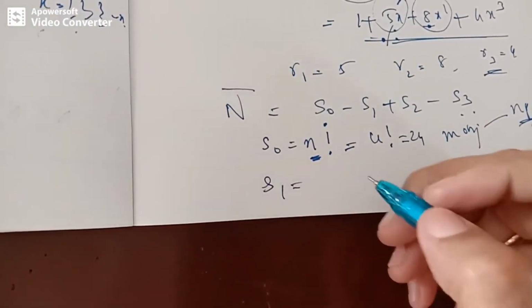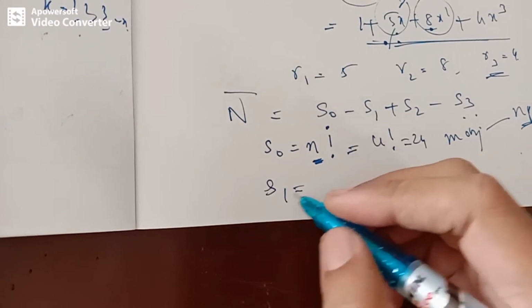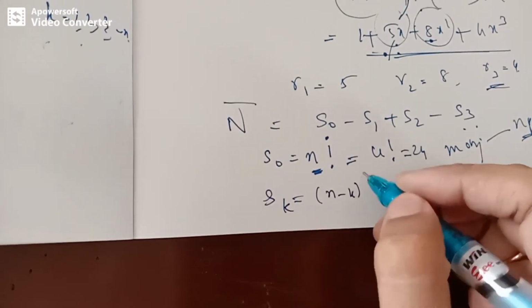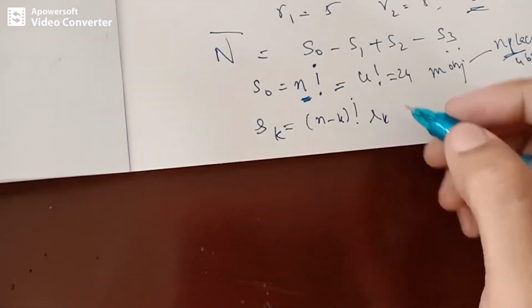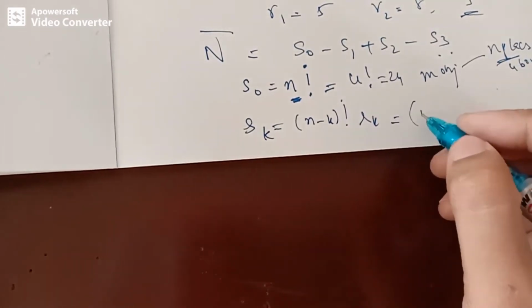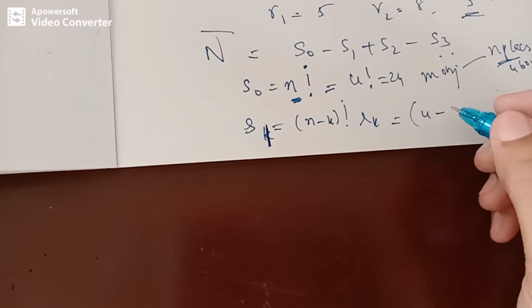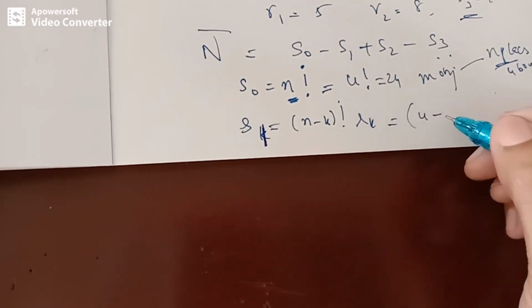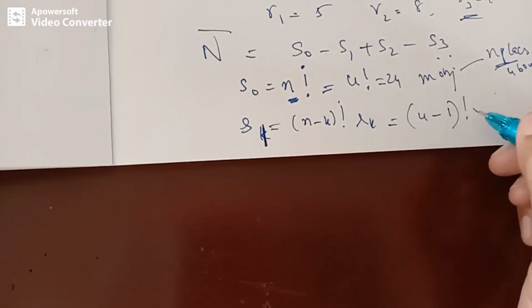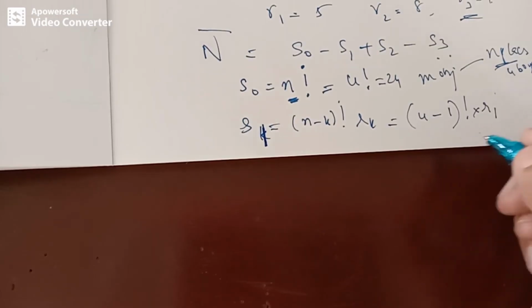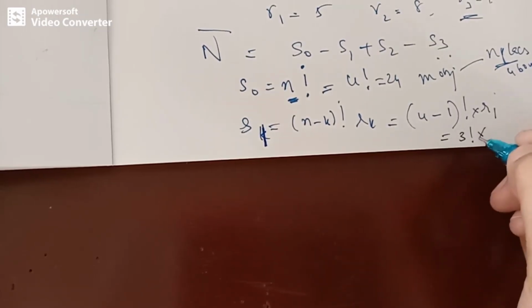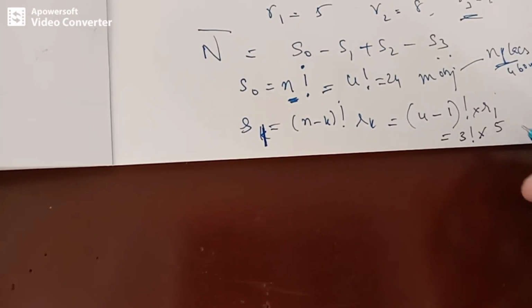Next, if we find out S1, the value of Sk is given by n minus k factorial into Rk. If we try to find out S1, k value is 1, and the value of n is 4. So 4 minus 1 the whole factorial into R1. That is nothing but 3 factorial into R1, whose value is 5. So what we get? 30.